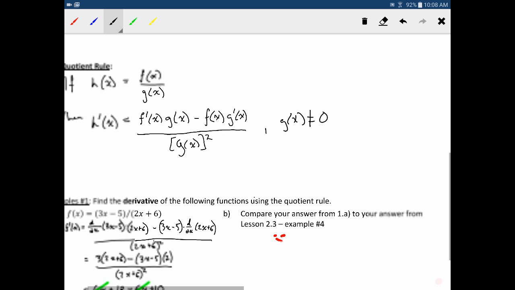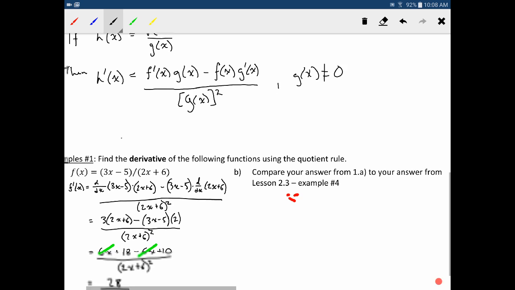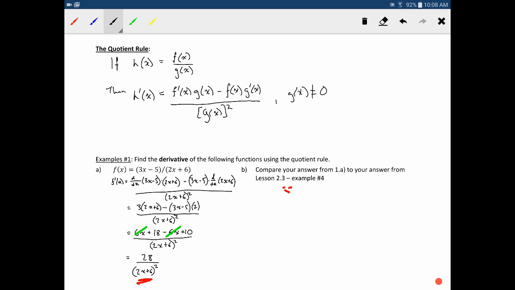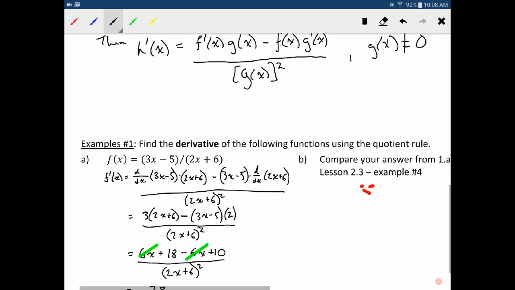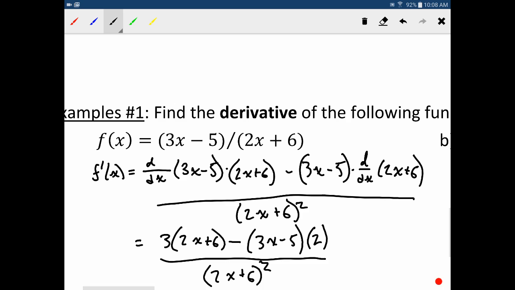Okay? All right. So example number 1 here, we're going to find the derivative of the function f of x, which is equal to (3x minus 5) over (2x plus 6). So first of all, we're taking the derivative of the top of the function times the bottom of the function minus the top of the function times the derivative of the bottom, and then we have to square the bottom.